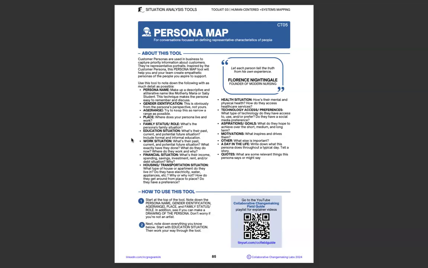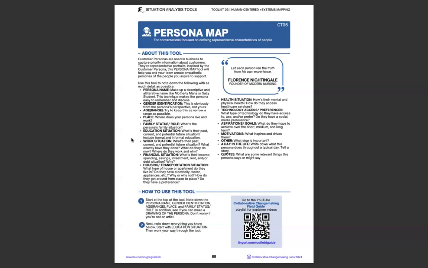What type of house or apartment do they live in? Do they have electricity, water, appliances, etc.? Why or why not? How do they get around from place to place? Do they have a preference? Over to the right, health situation. How's their mental and physical health? How do they access healthcare services? Technology access and preferences. What type of technology do they have access to, use, and or prefer? Do they have a social media presence, right? It's going to help you understand potentially how you reach out to people, how you're going to communicate with people.